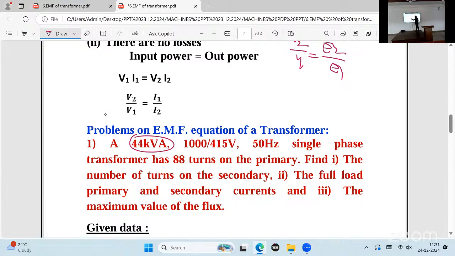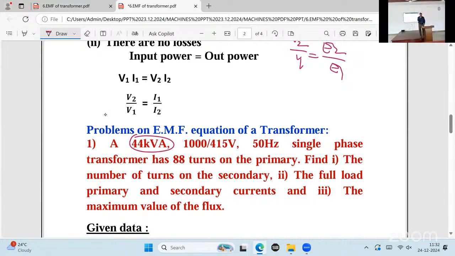For 88 turns, how much voltage do we get? 1000. For 415, how many turns, N2, do we require? For 415 volts, can I say it is a step down transformer? Step down, 1000 to 415, primary winding to secondary winding. What kind of transformer is it? Step down transformer.